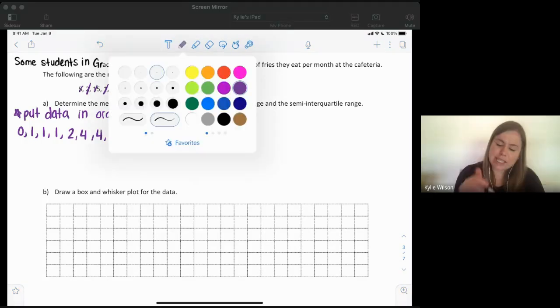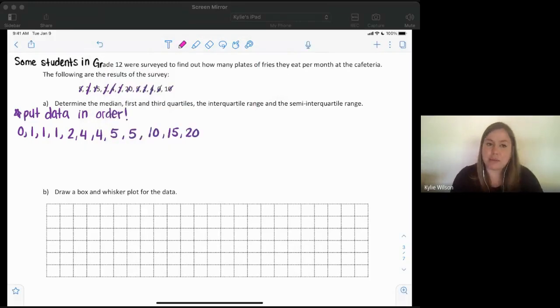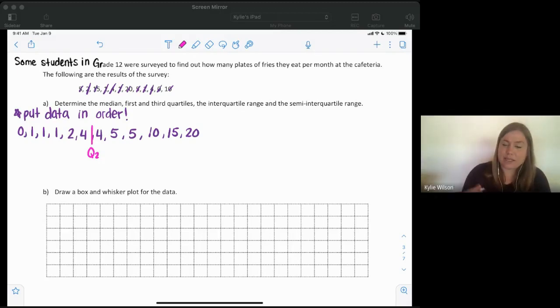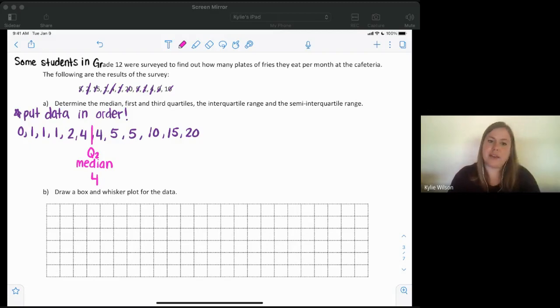Now let's find some of these key points. We want to first find our median. I have 12 points, so my median will be in between two numbers because this is an even number of points in our data set. I find my middle for my median. Remember, my median can be referred to as Q2 or my median. This is right between 4 and 4, so my median is 4.